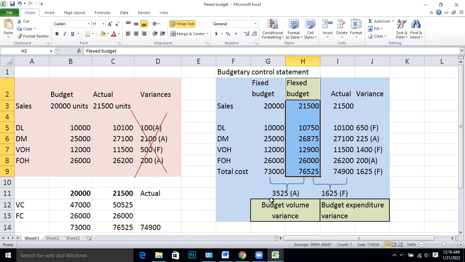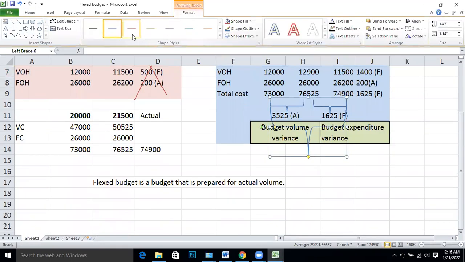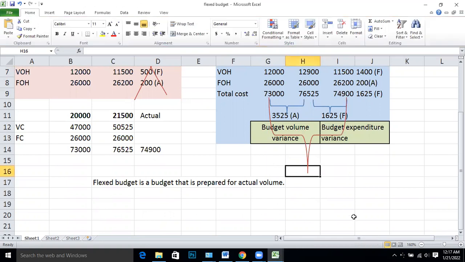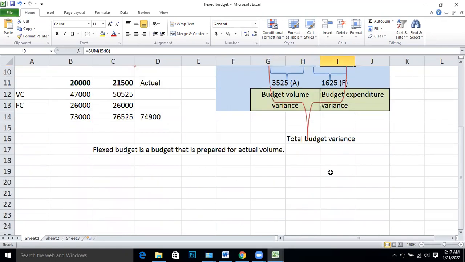So basically, total budget variance, let me show you. It is the difference between the fixed budget and actual. What I am showing by the red arrow is what you call total budget variance. So 73,000 is the fixed budget. Actually 74,900. $1,900 additional cost. It has to be 1,900 adverse. If you know the volume variance and the expenditure variance, you can add them together. 3525 adverse, 1625 favorable, add them together, that will be 1900 adverse.